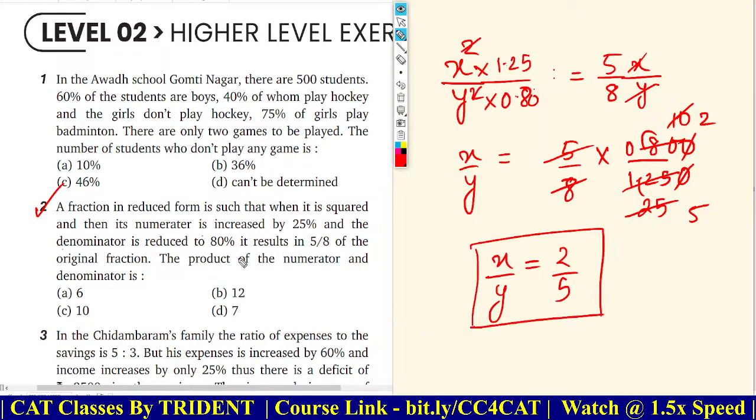Now what they have asked is the product of the numerator and the denominator. Now how do I calculate the product of the numerator and denominator? Just look at it: the numerator and denominator are 2k, 5k. So 2k into 5k typically will result in 10k squared. They have not given you just 10, because a multiple of 10 also satisfies.